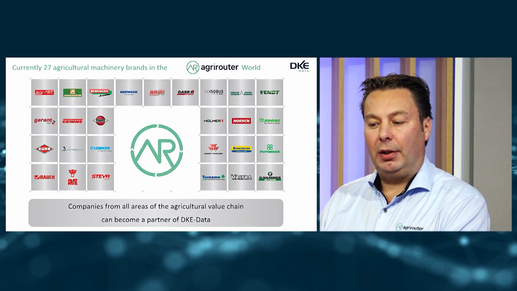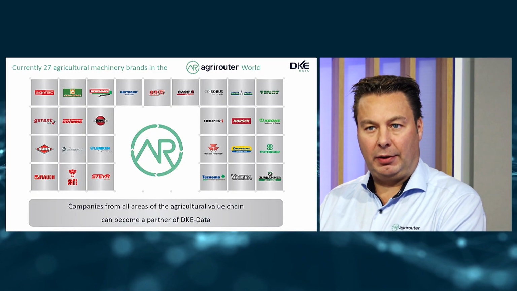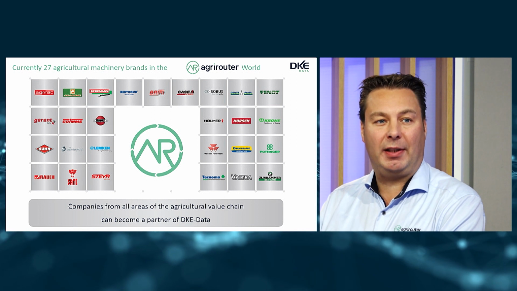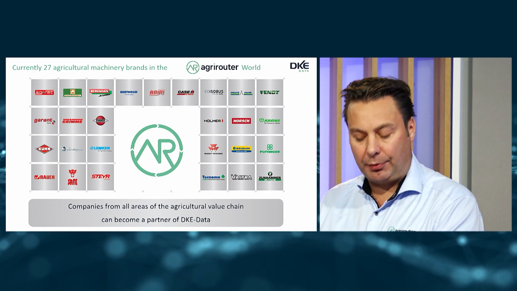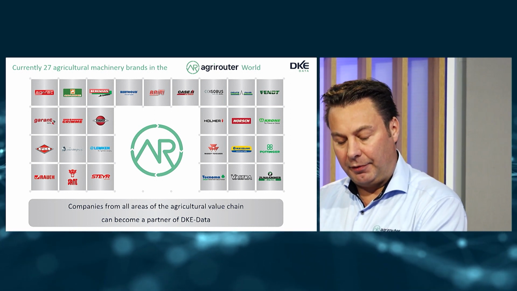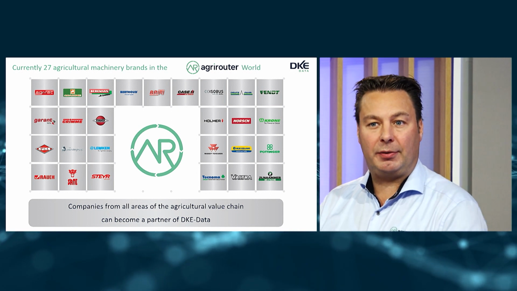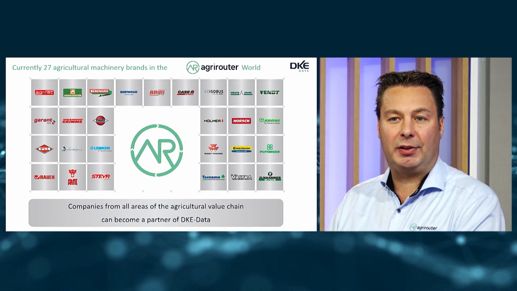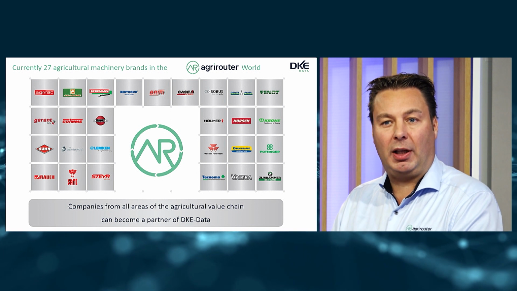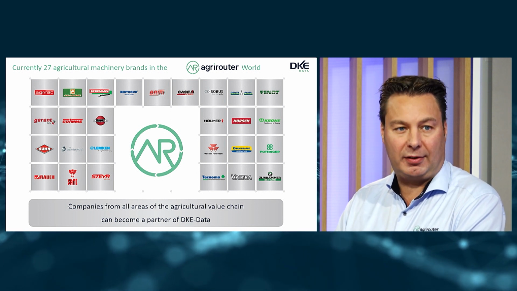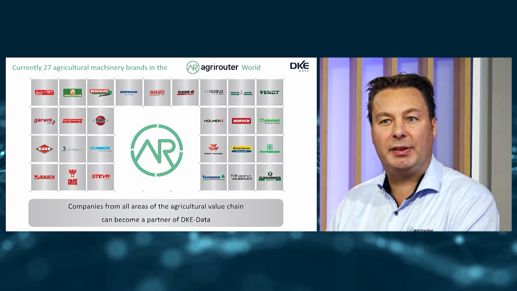We started with 10 in 2016, and now, at the end of 2021, we are 16 shareholders with 27 brands. You see the brands here on the screen. The reason we have more brands than shareholders is that some of the shareholders have more than one brand, for example CNH or the company Exel Industries, which is located here in Paris.